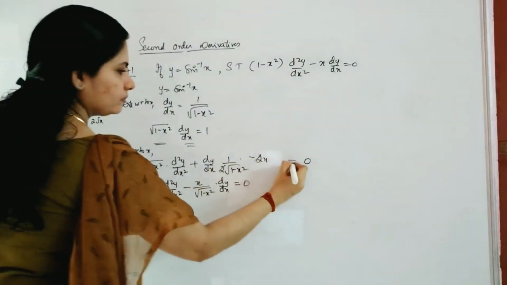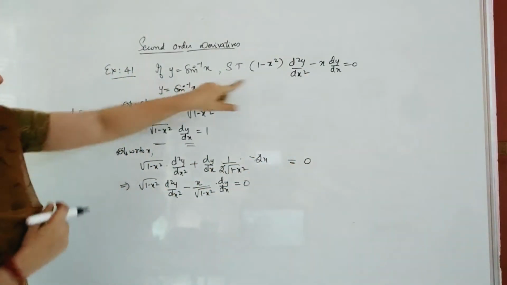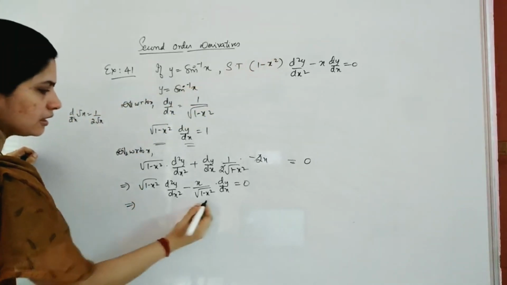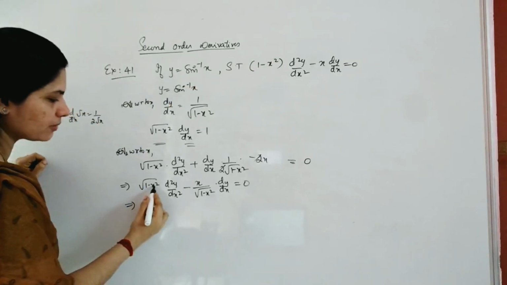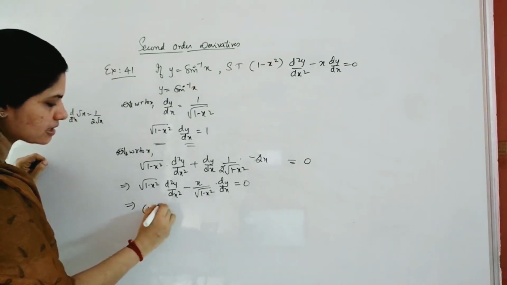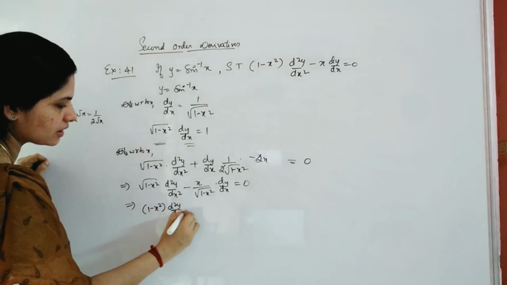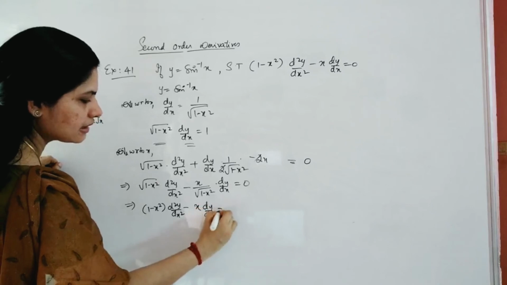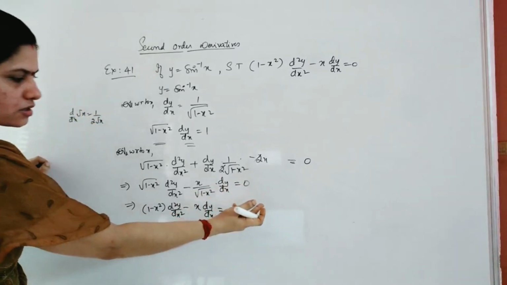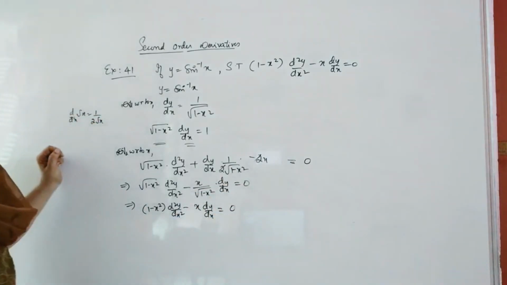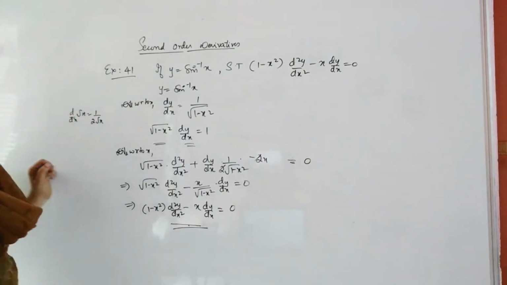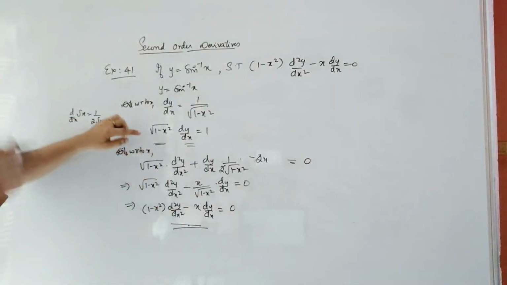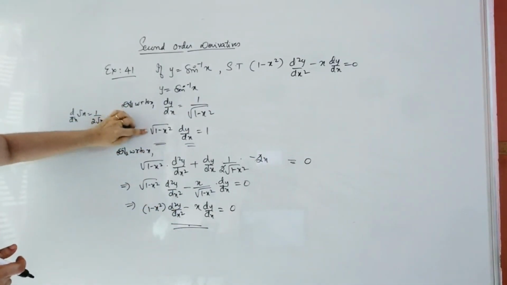Okay. Now again you can just take the LCM, because in your question you have this without the root. So you are just taking the LCM throughout. So you will get root of 1 minus x square into root of 1 minus x square is 1 minus x square into d square y by dx square, minus here you have the denominator, so it will become x into dy by dx, and if this is going there it is 0, so it will also become 0. Okay, so you are getting your show that here.